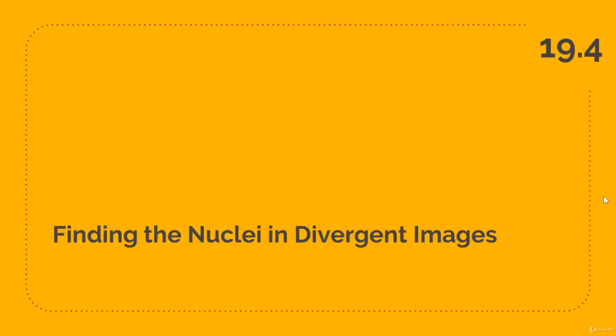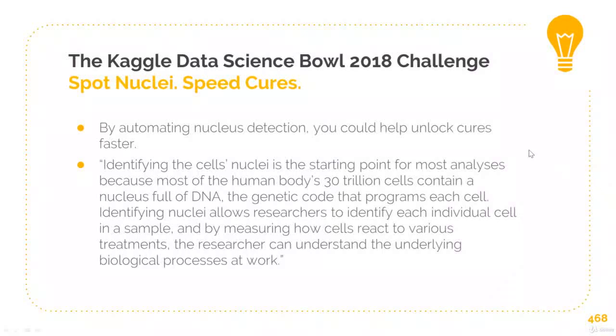Hi, and welcome back to chapter 19.4, where we're going to implement this project, and the project is called Finding the Nuclei in Divergent Images. So let's go on to see a bit about it. This was part of Kaggle's Data Science Bowl of 2018. Basically the challenge was to spot the nuclei to speed up cures. That was the tagline used.